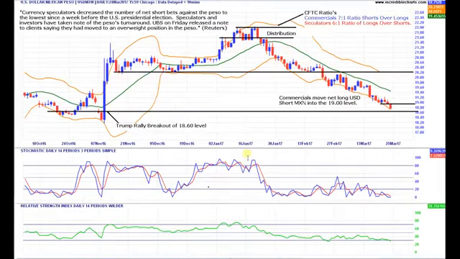On the USD MXN daily chart, before I look at the chart action and what I think is going to happen, I just want to draw your attention to the quote that I've put up on the left of the chart, which came from Reuters on Saturday. It says currency speculators decreased the number of net short bets against the peso to the lowest since a week before the US presidential election. Speculators and investors have taken note of the peso's turnaround.